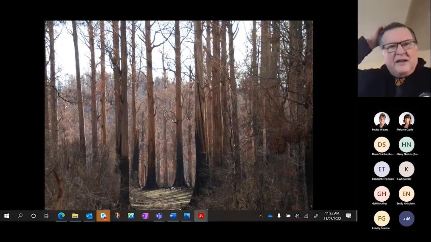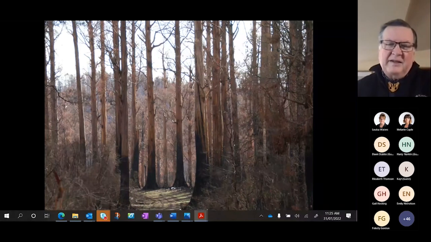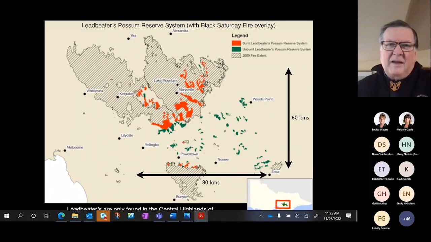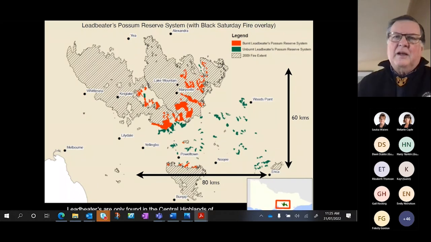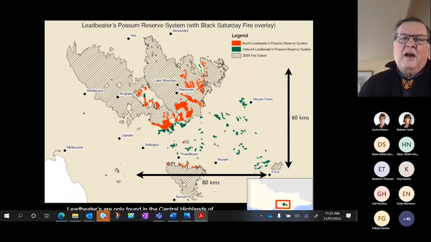And just after that reserve system was set up, we had the 2009 Black Saturday fires, and this is part of the reserve system in the O'Shanassy, and it got completely burned out. And this shows the reserve system in green and red. The red, of course, is the bits that were burned, and the green is the bits that weren't burned. So we lost about 45% of the reserve system, possibly about half the entire population of Leadbeater's possum.